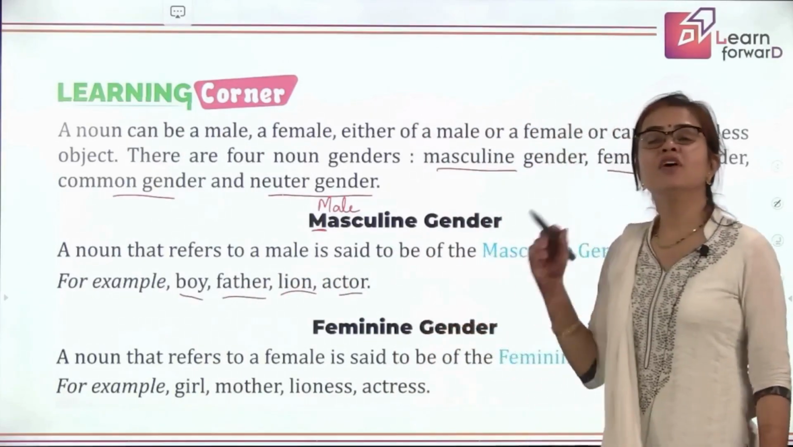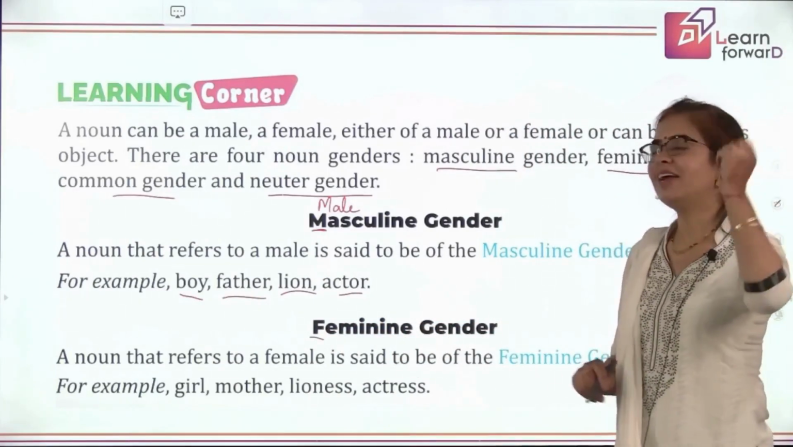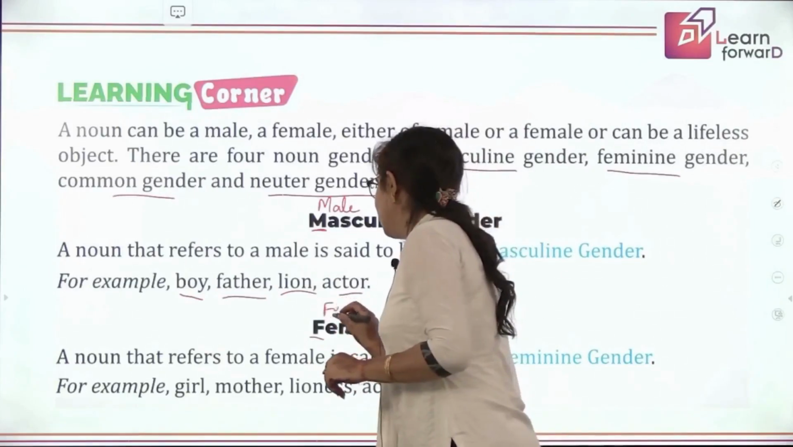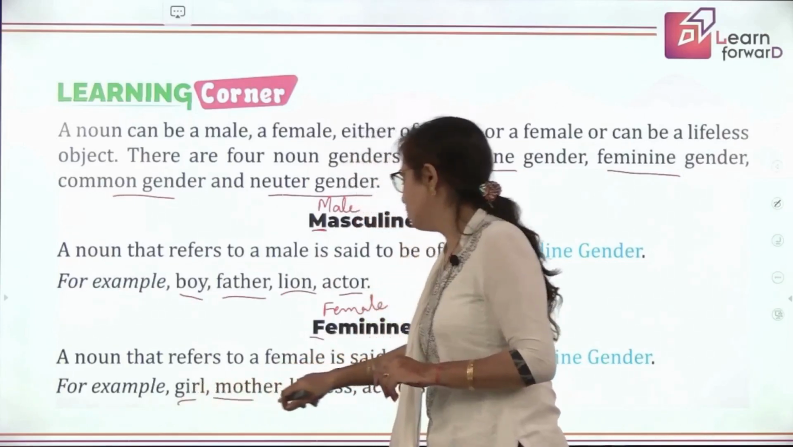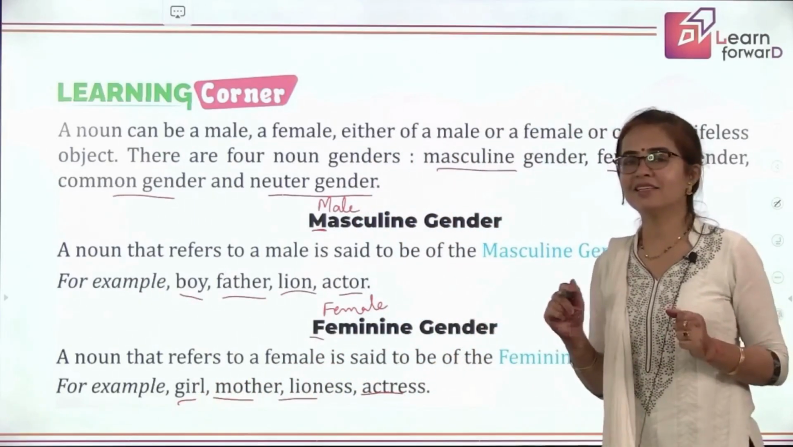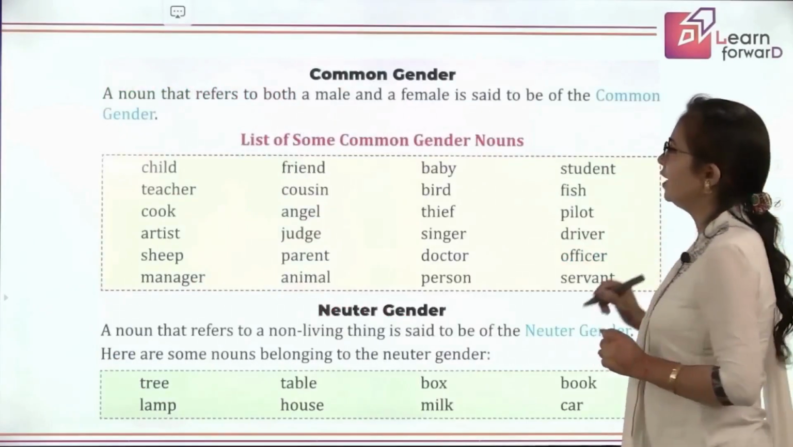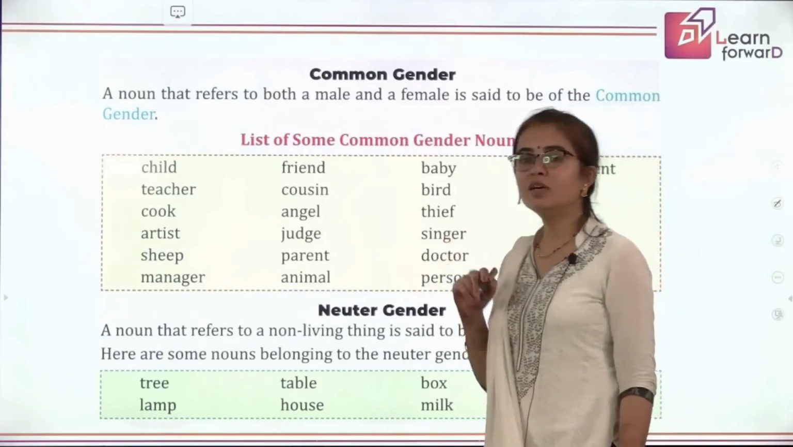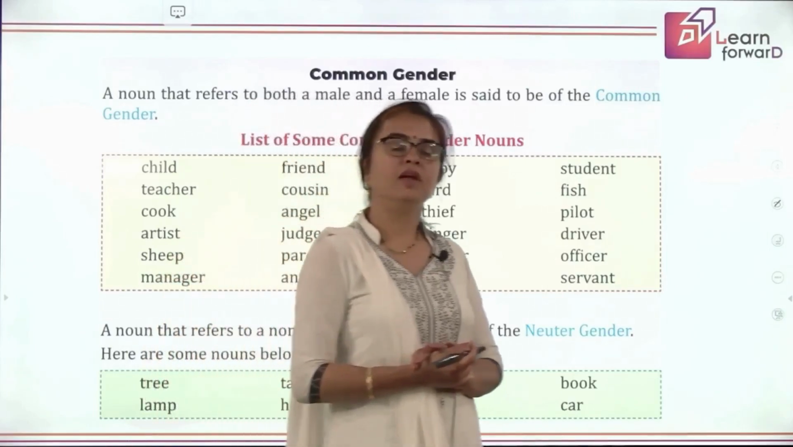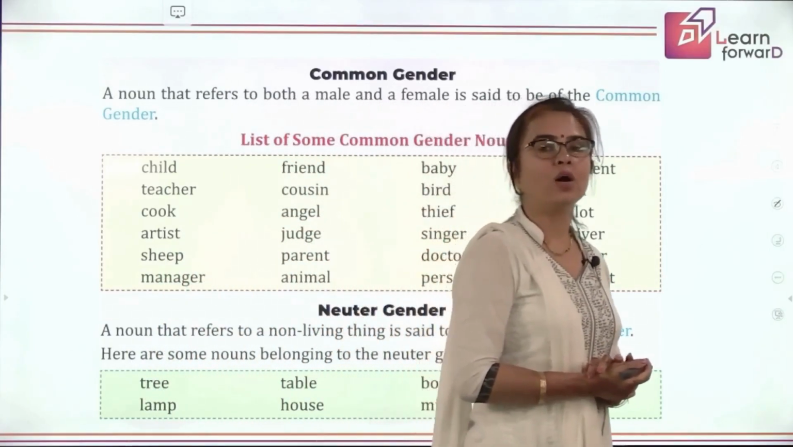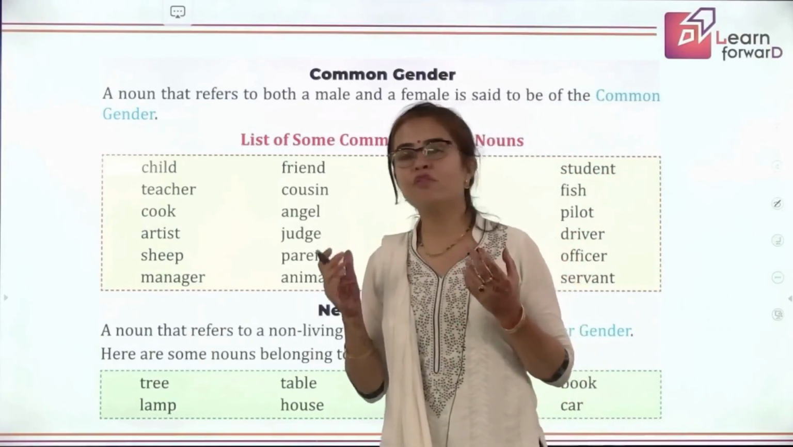Now, the next is feminine gender, and F is for feminine, F is for, right you are, female. Just like girl, mother, lioness and actress. So, all these nouns are feminine gender. Let's move ahead, and we have the third one, that is common gender. So, what do you mean by common gender? Common gender means a noun that you can use for males as well as for females.